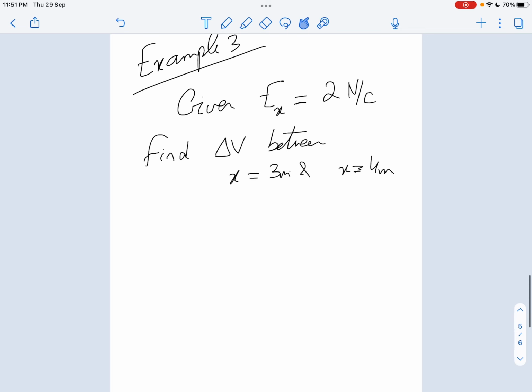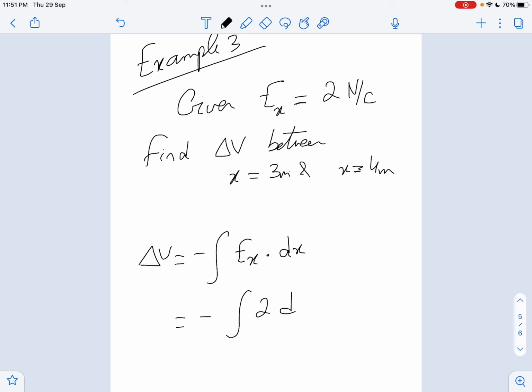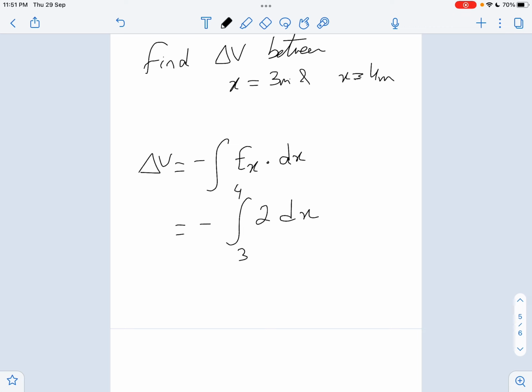So directly we write the formula. Delta V is minus the integral of Ex dx. So minus the integral of 2 dx. X goes from 3 to 4. Then this one becomes minus 2x between 3 and 4. So it becomes minus, if we put instead of x 4, 4 times 2, 8, minus instead of x 3, 3 times 2, 6. So the answer will be minus 2 volts. So that's delta V, which is minus 2 volts in that case.